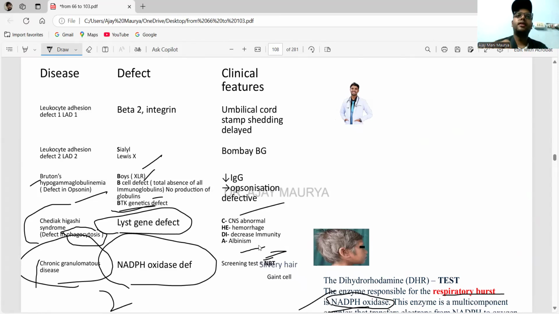I think you know albinism. So these are the characters they are going to mention in the exam. Okay, there is a silvery hair also. Okay, silvery hair.